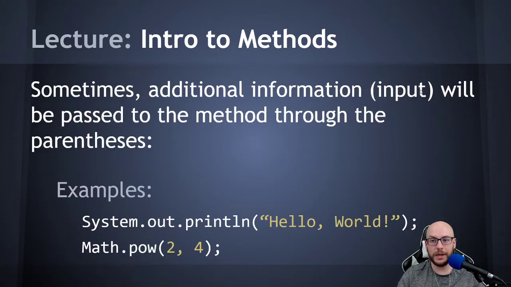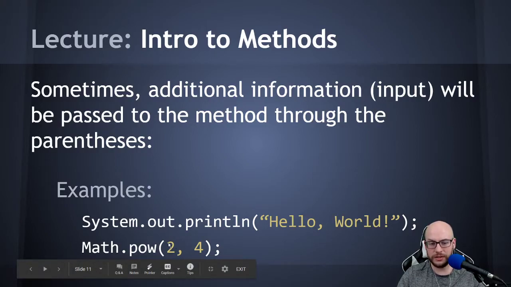Sometimes additional information, that is input, will be passed to the method call through the parentheses, right? With our println, we're passing in information. This is input effectively. As we saw with square root, there's additional information. I'd like you to notice that with our println, there's actually just one piece of information, a string literal.